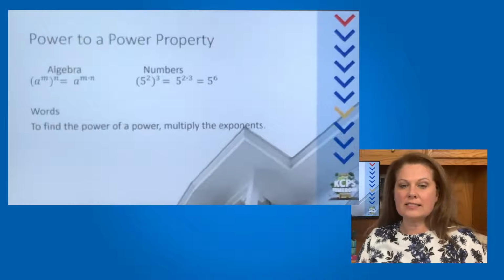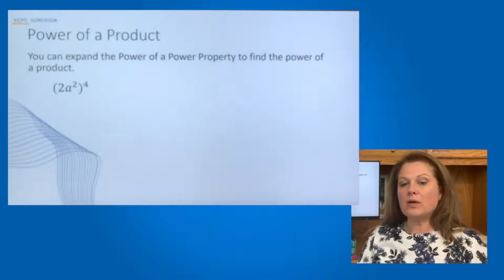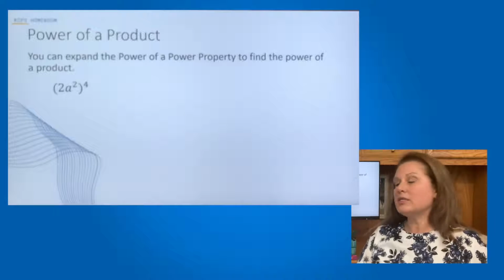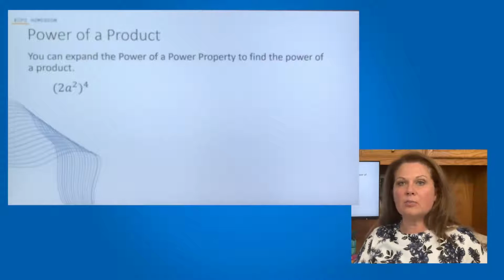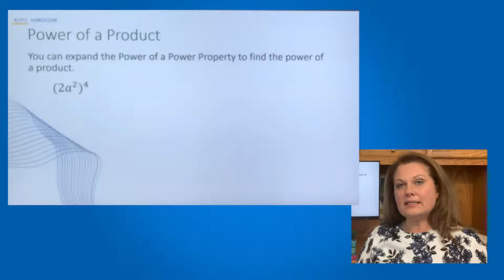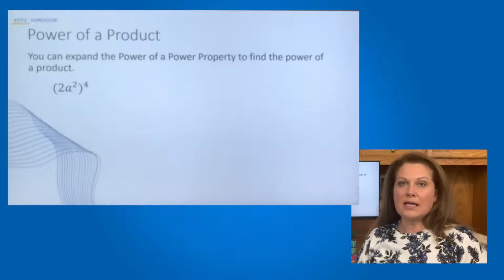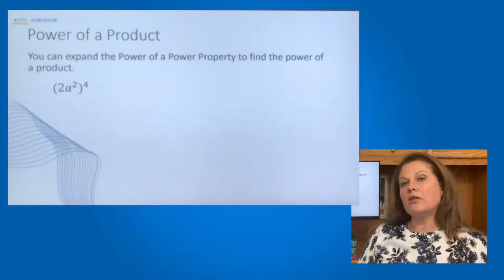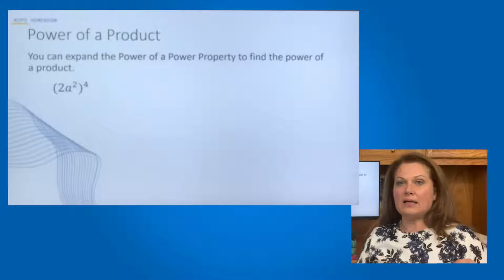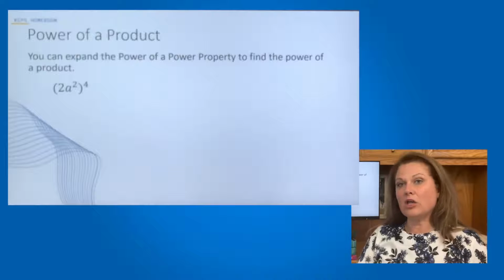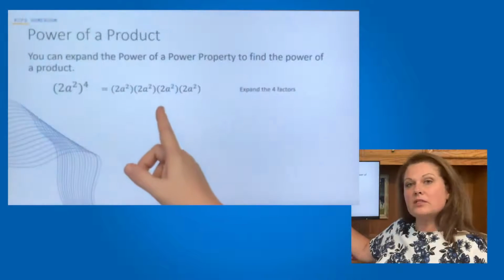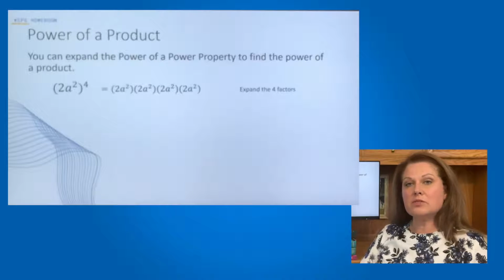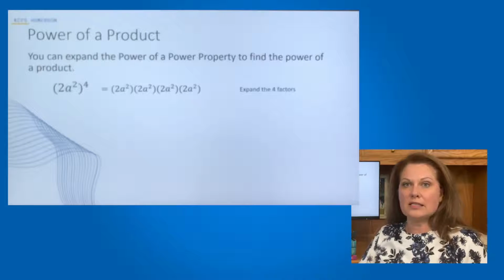Let's take a look at another example. This time we're going to throw in a power of a product. You'll notice this time we have a coefficient of 2 in front of our variable power. So our base is actually 2 times a to the 2nd power. Now the 4 is going to tell us how many times we're going to multiply that particular factor, and how that would look is something like this: 2a to the 2nd times 2a to the 2nd times 2a to the 2nd times 2a to the 2nd.